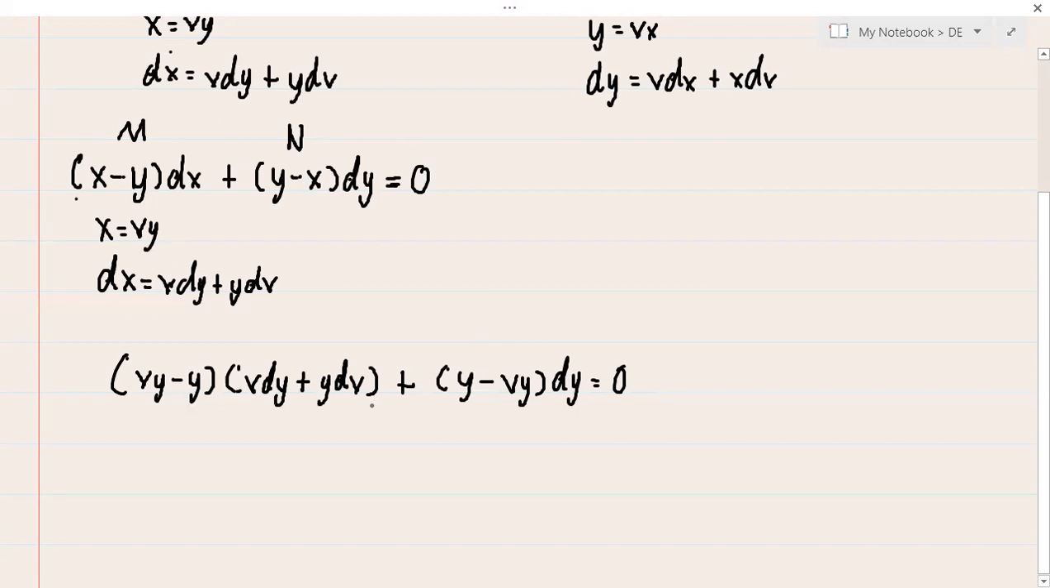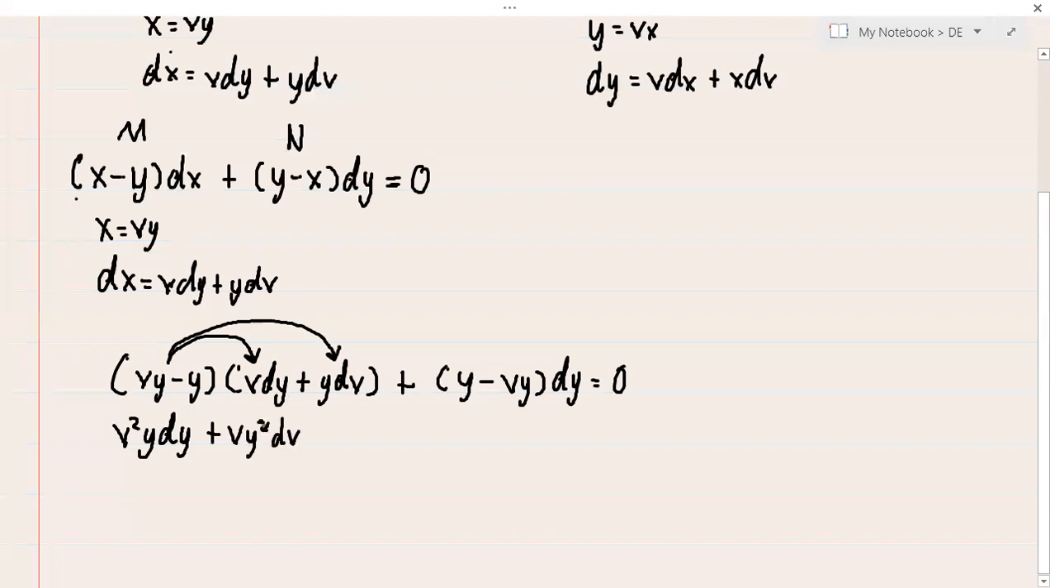What we're going to do now is we will basically expand them. Sa first term, we will expand them by using FOIL method. Let's multiply the first terms first. Vy times v dy magiging v squared y times dy. Next, i-multiply ko yung mga outer terms. Vy times y dv, magiging ganito na siya, plus vy squared times dv.